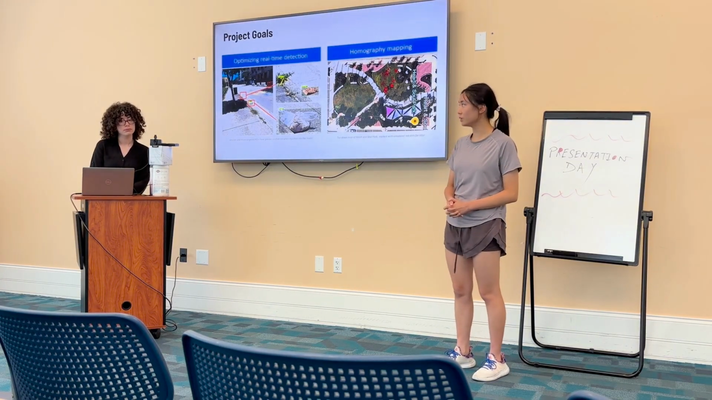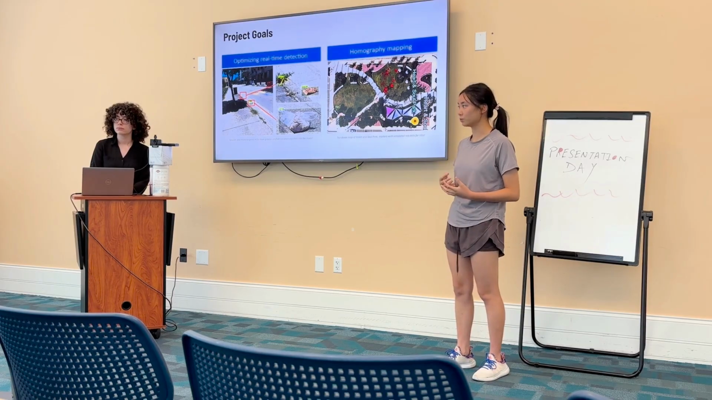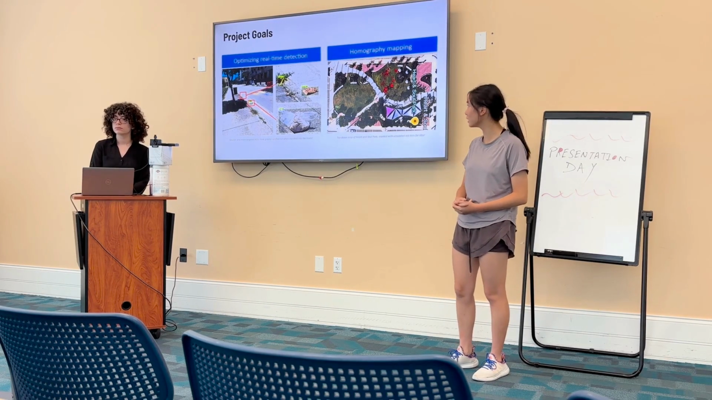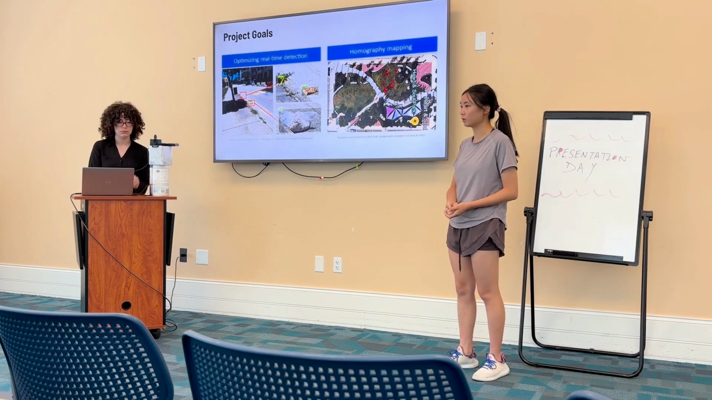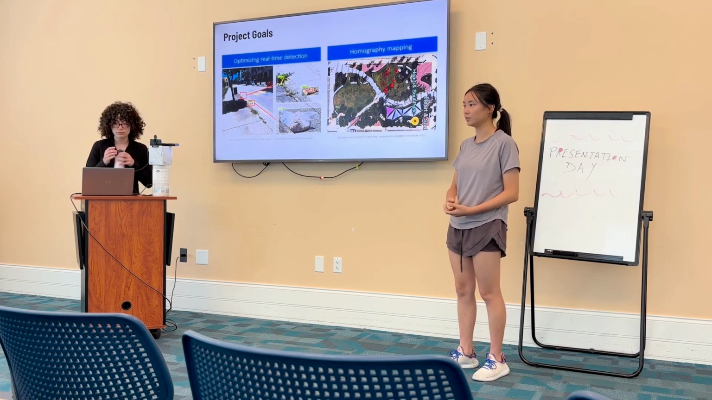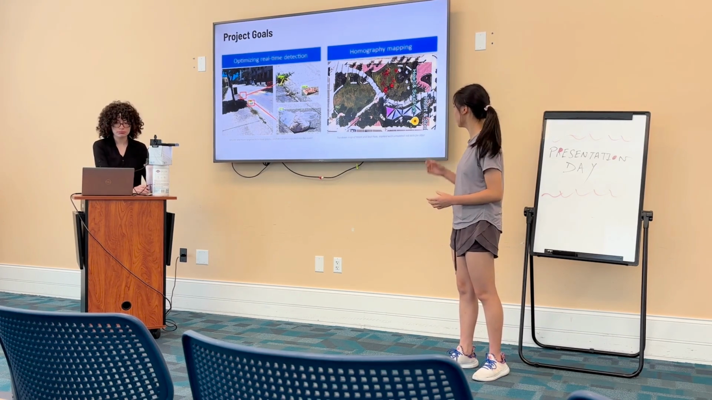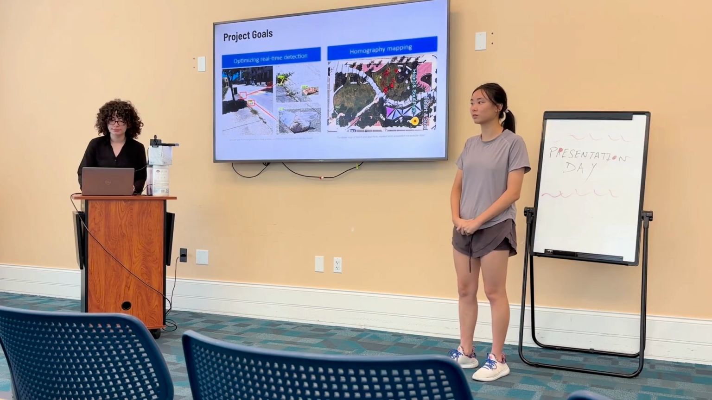So our project goals for this was to optimize real-time detection through a preliminary background subtraction step, and to perform homography mapping using OpenCV's homography functions so that we could map litter onto a top-down map of Harnessville Park.